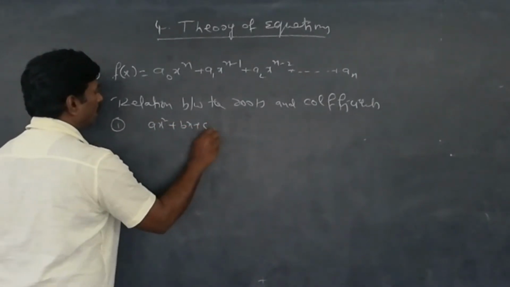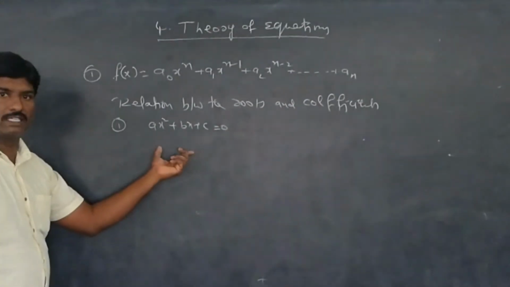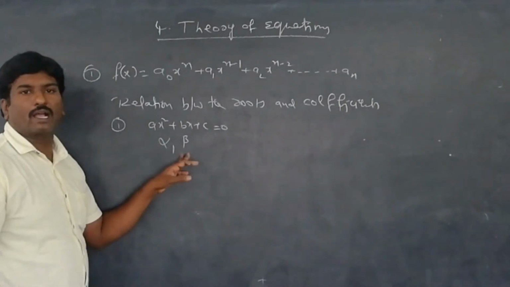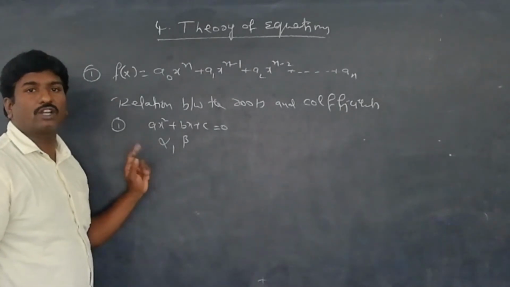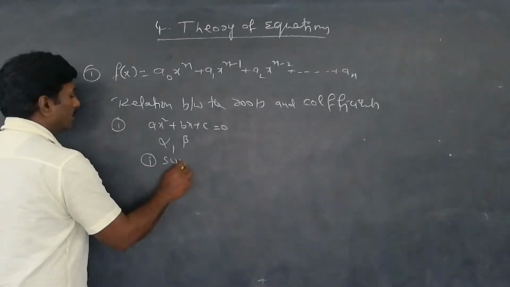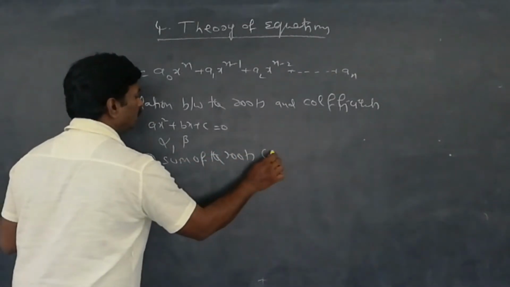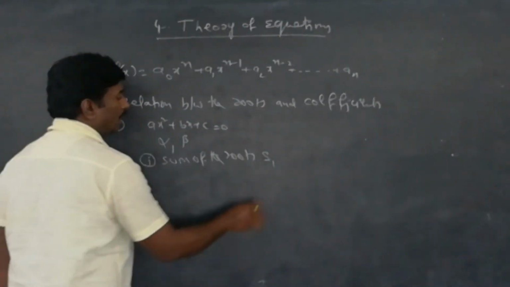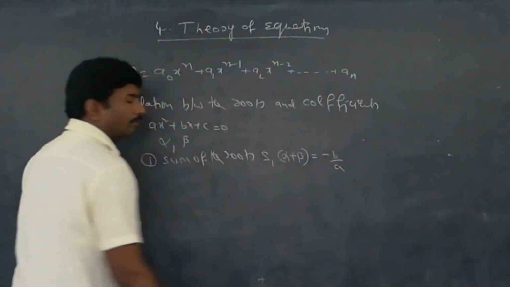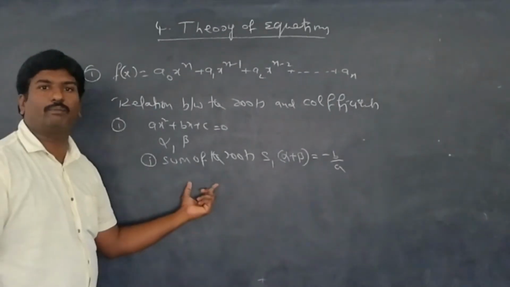I am taking a quadratic equation. ax square plus bx plus c equal to 0 is a quadratic equation where alpha, beta are its roots. Then it has how many conditions? 2 conditions. What are they? First one, sum of the roots. This is called S1. S1 is nothing but alpha plus beta. So what is the formula? Minus b by a. That is minus x coefficient by x square coefficient. So this is the sum of the roots.